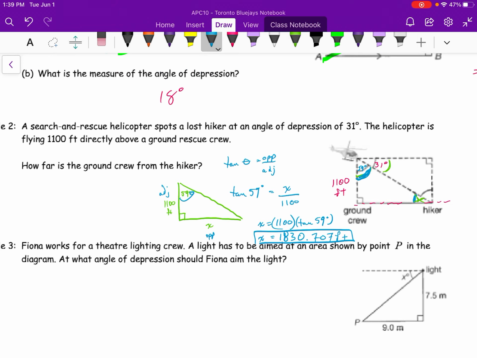So how far is the ground crew away from the hiker? It's 1,830 feet, 1,830 feet.